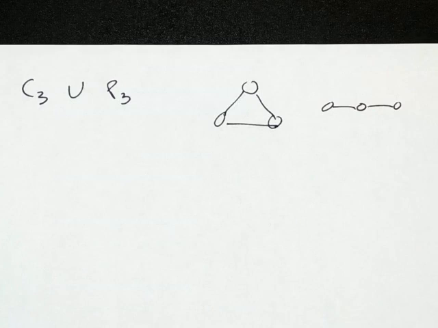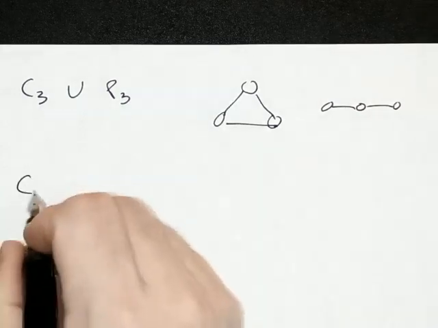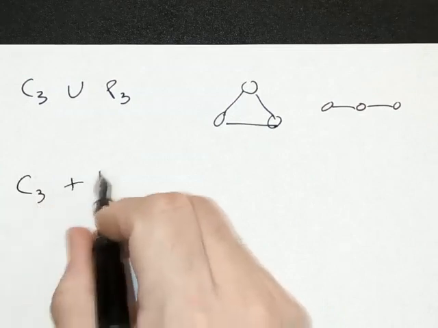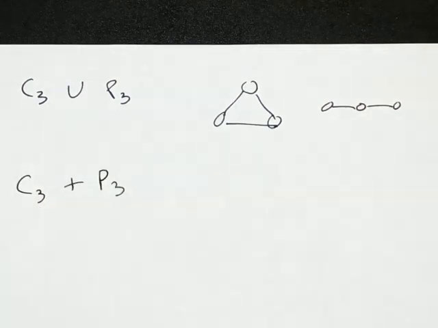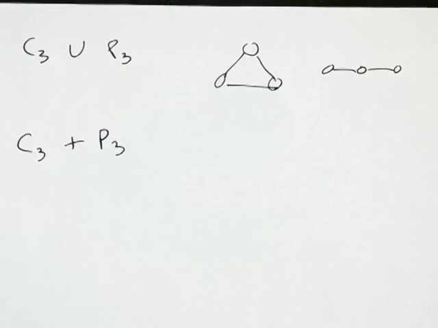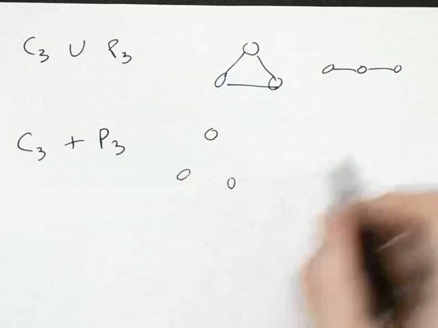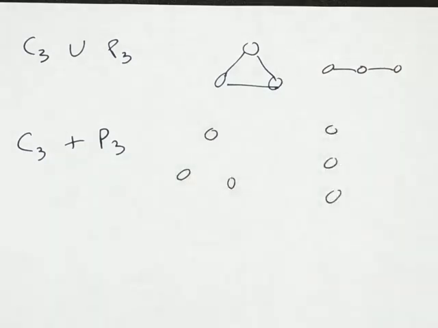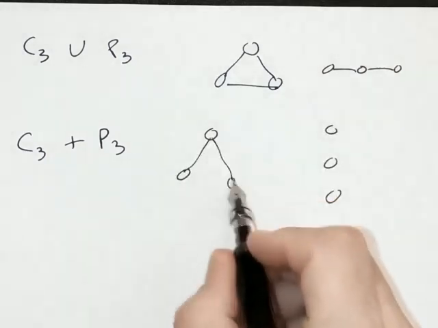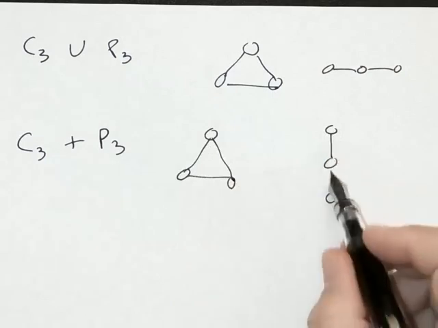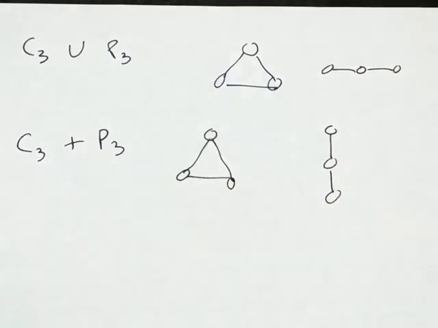The sum is the one that connects one to the other. So I have my C3 here on the left, I have my P3 here on the right, and I have to connect each vertex in the C3 to the vertices in the P3.